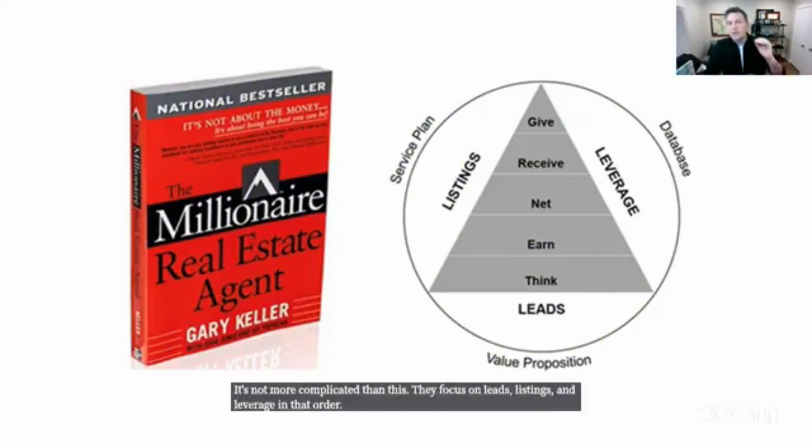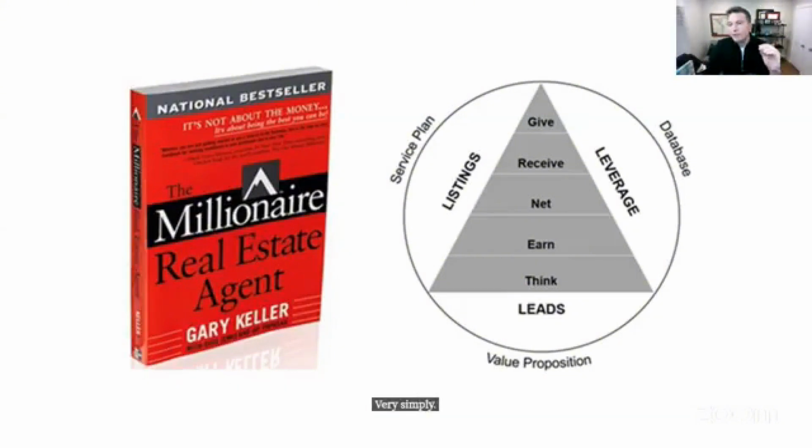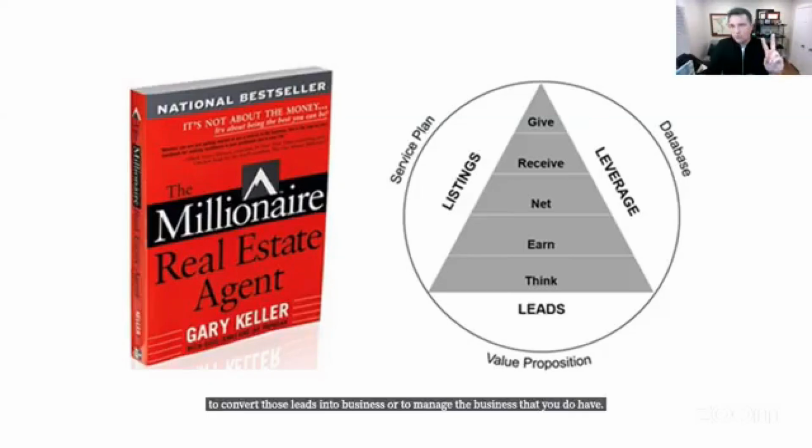Very simply, when you are a top performing agent, you have one of two problems. You don't have enough leads to support the business and the income that you want to make, or you don't have the right leverage to convert those leads into business or to manage the business that you do have. Those are the only two issues that top producing agents really have. It's really true for all agents.